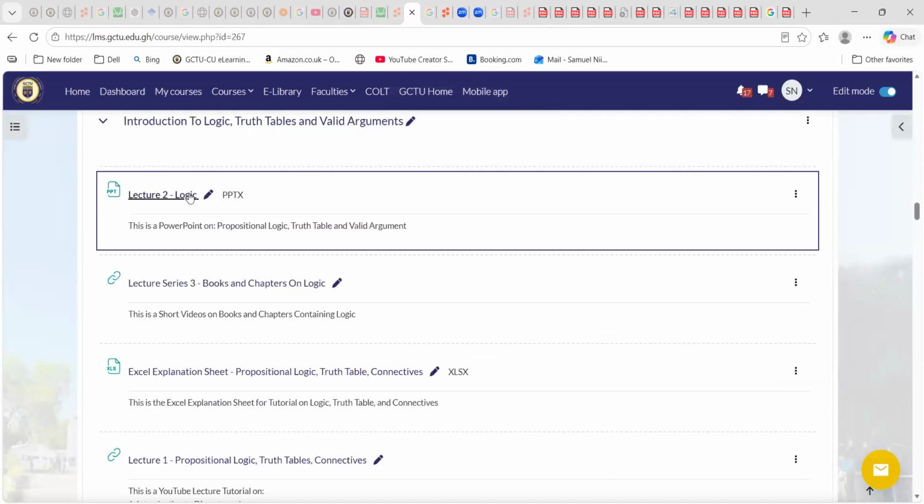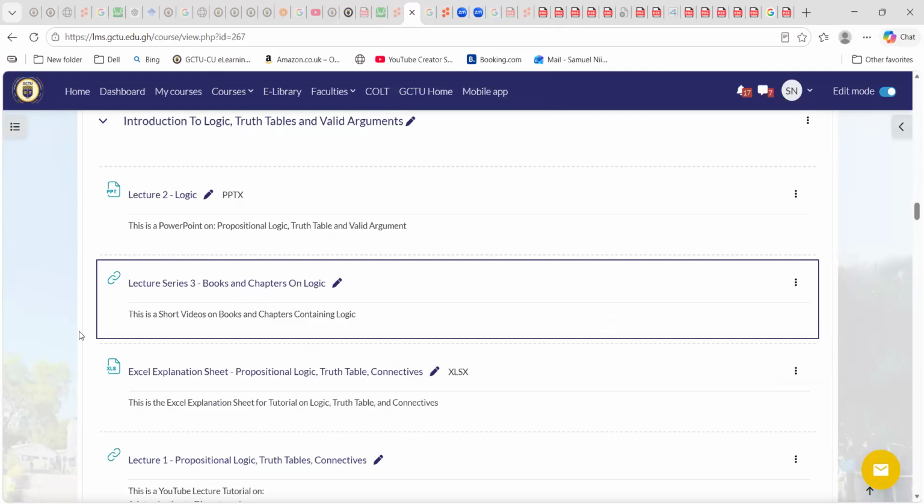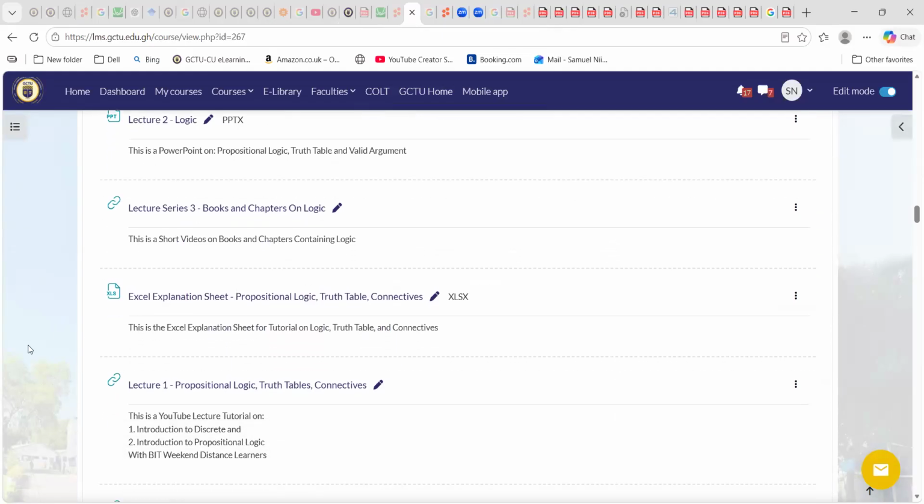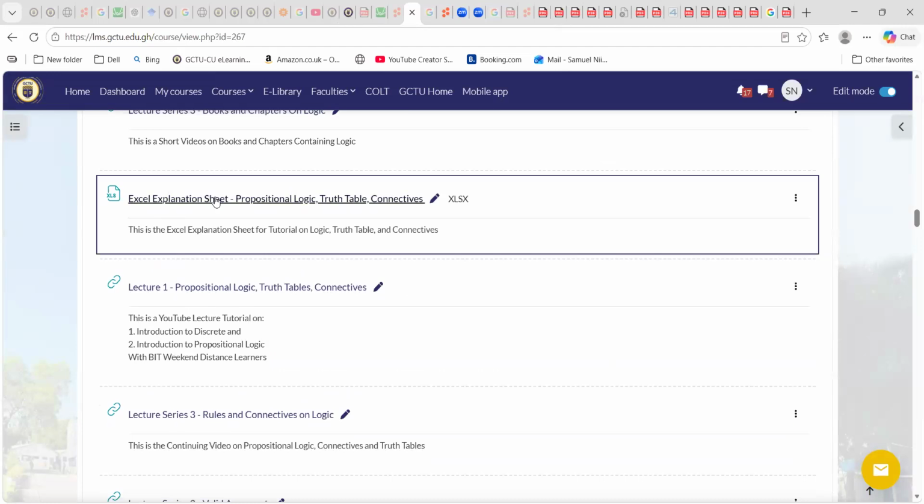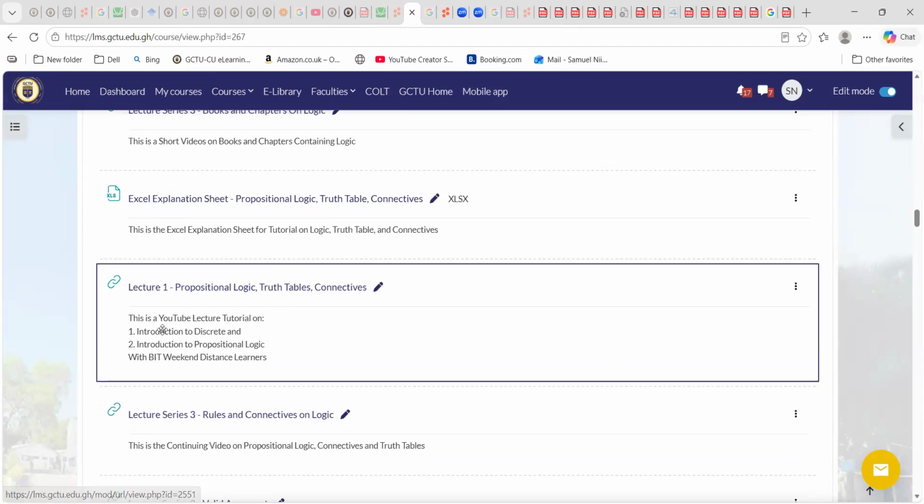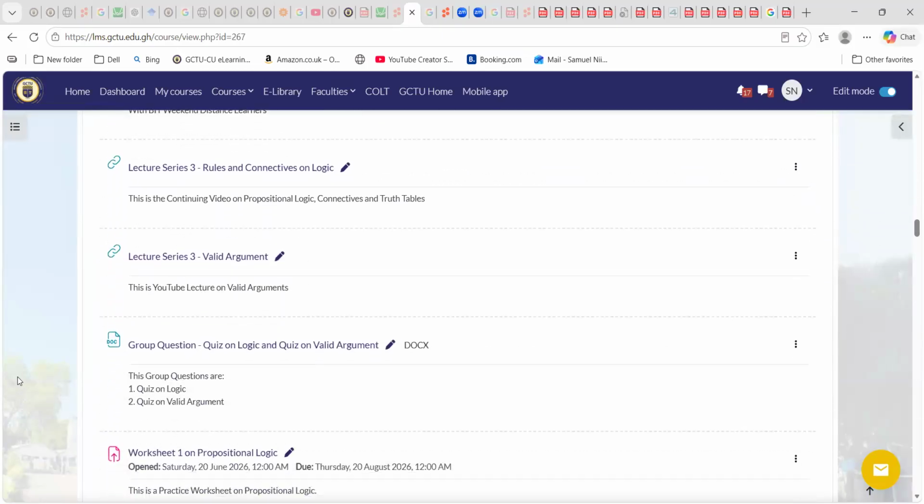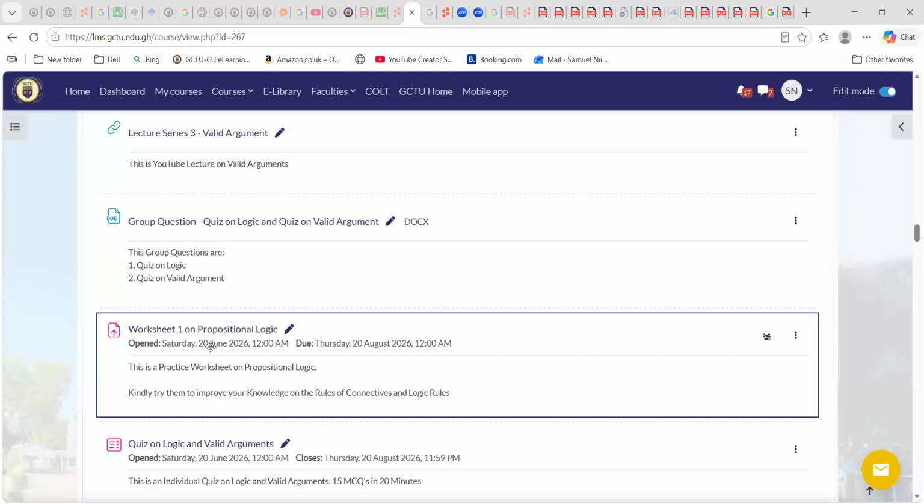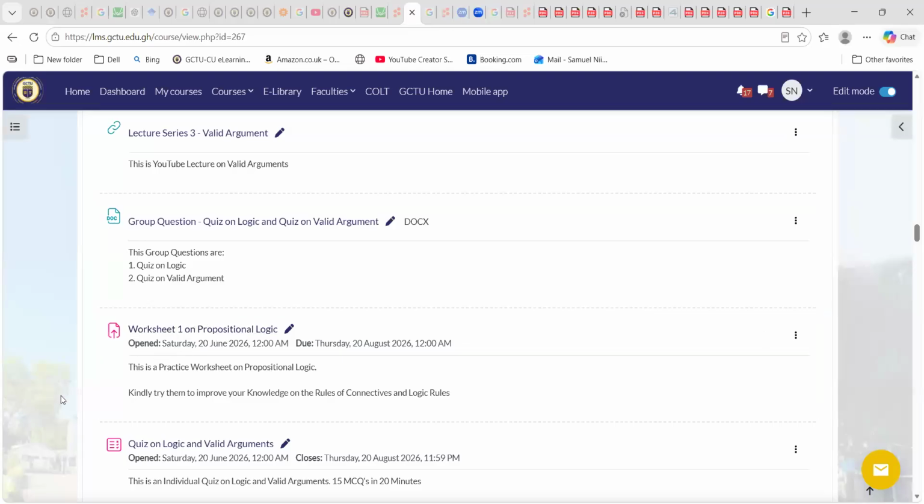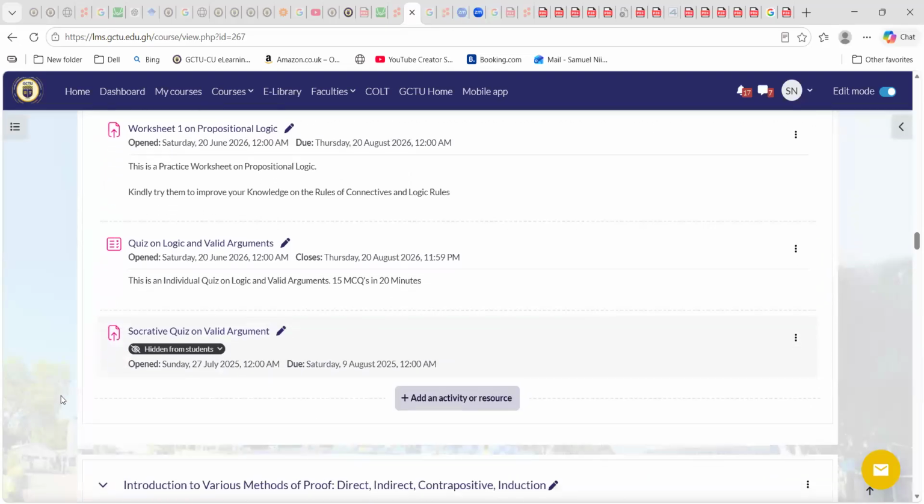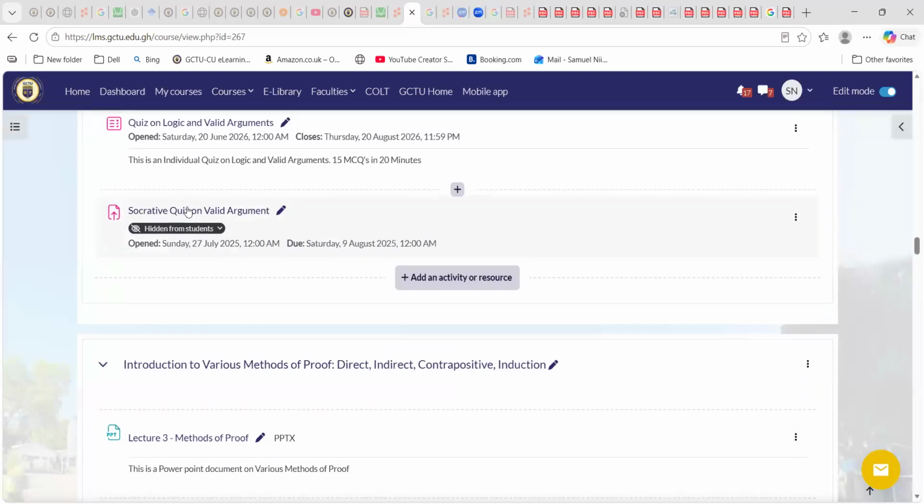So this is logic. This is the chapter on logic. And then I have the Excel explanation sheet that I used today. That is what you find here. These are the various videos: the lecture videos on the connectives, on propositional logic and valid arguments. You can find them here. And then you have the group assignments. There are some worksheets you can practice. So on logic, there's quite a lot of things you can do. I've given you the Socrates. So this one is hidden.